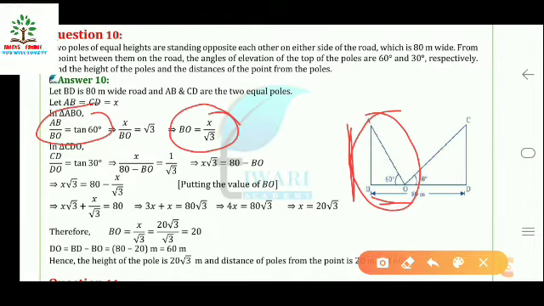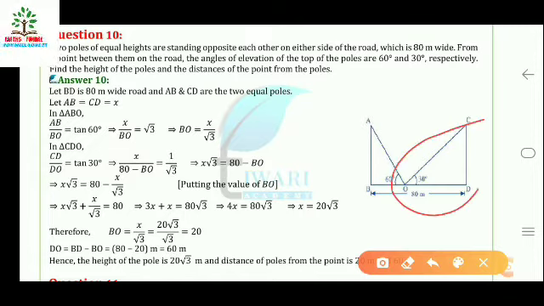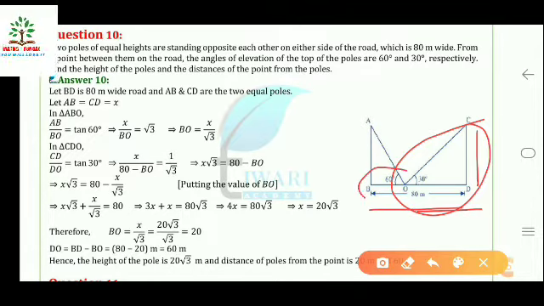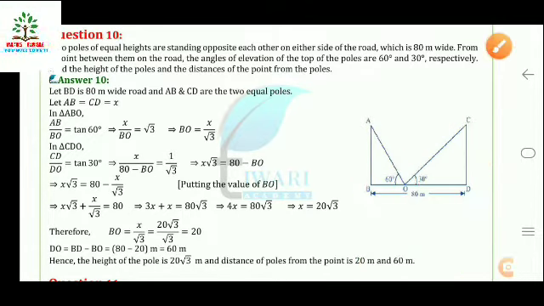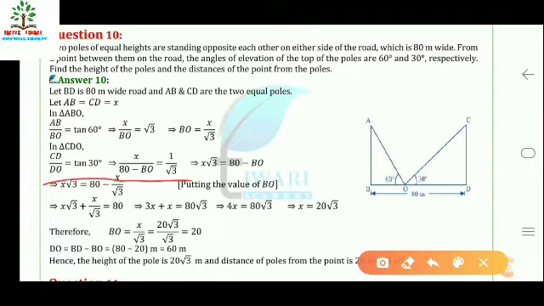Now after this, we'll consider the triangle CDO. In this right angle triangle CDO, again perpendicular upon base is equal to tan 30 degree. Here OD will be taken as 80 minus OB. So now we can see that CD over OD is equal to tan 30. Just putting the value, X over 80 minus BO is equal to 1 over root 3.